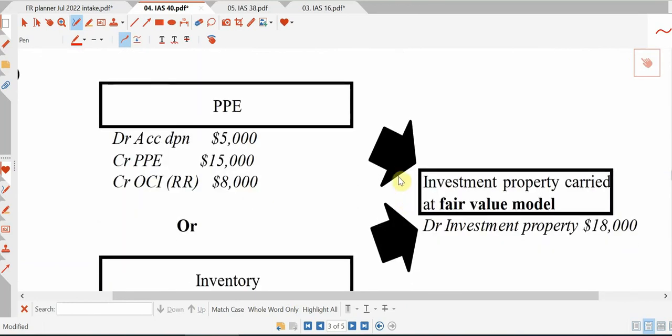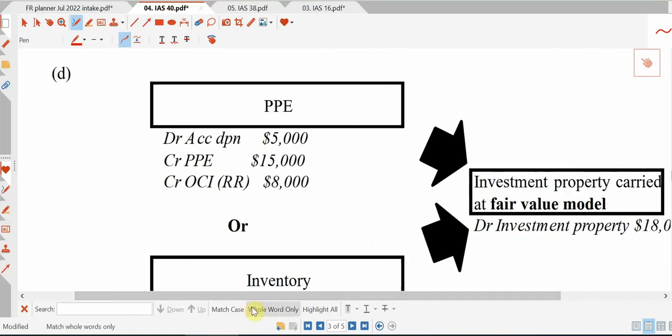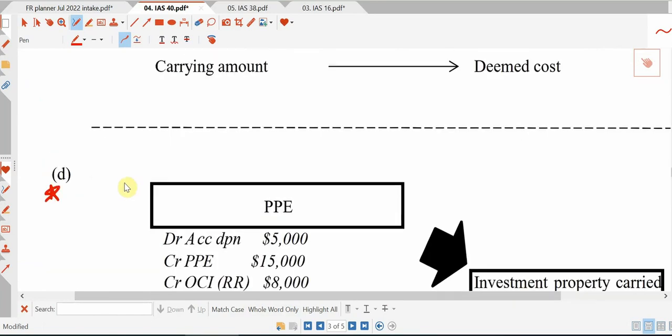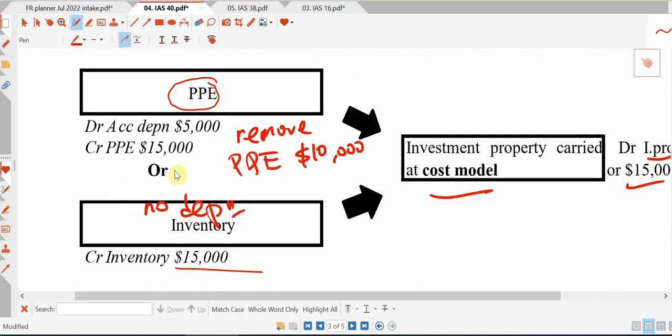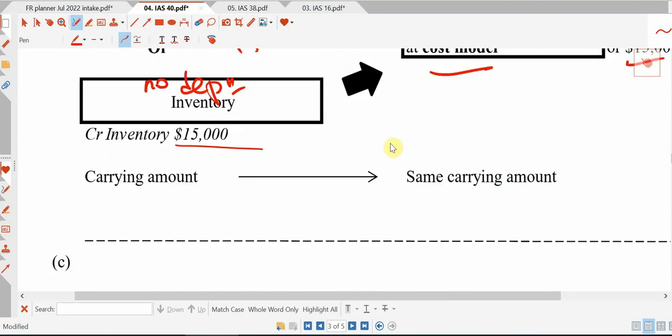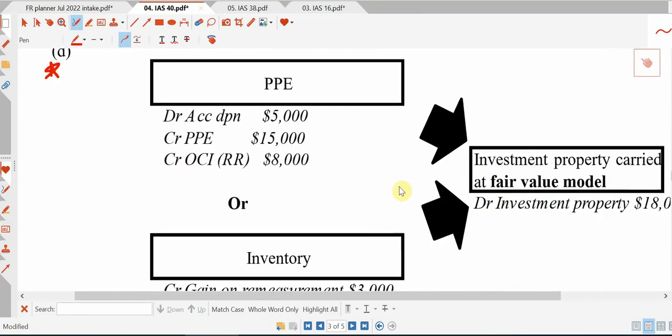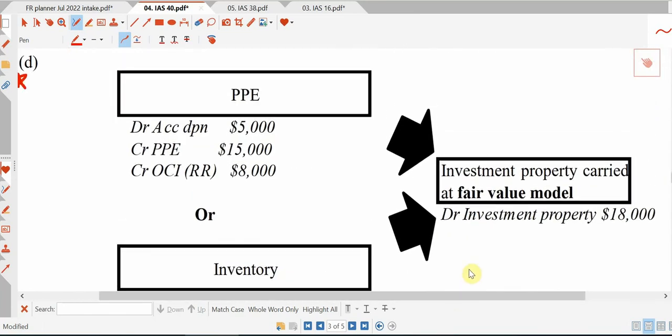Okay, next one. Donkey. Now, donkey, I put a small star here because we have quite some past year questions talk about this thing, which I understand because this is the most difficult one. Okay, so what's wrong here? Donkey looks like boy, yes? Look at boy again one more time. Boy is PPE or inventory change to investment property. Donkey also. PPE or inventory change to investment property. But in donkey is fair value model. Just now boy, the investment property of cost model.